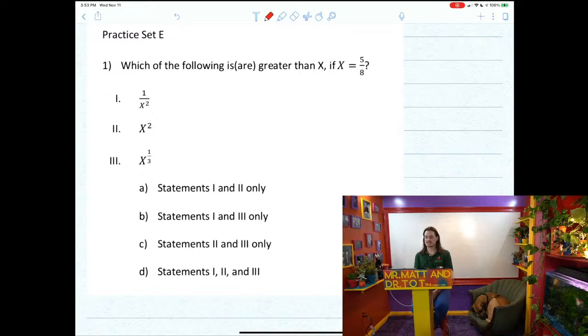Answer selection A is statements 1 and 2 only. B is statements 1 and 3 only. C is statements 2 and 3 only. And D is statements 1, 2, and 3. I'll give you 3 minutes.